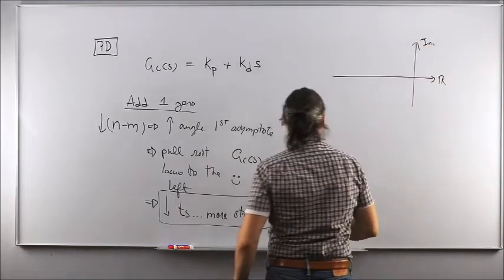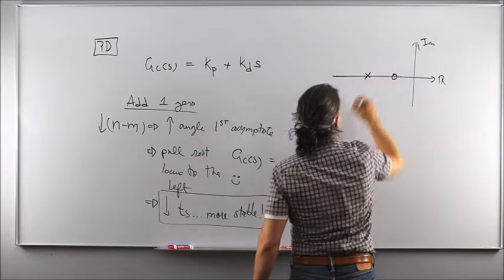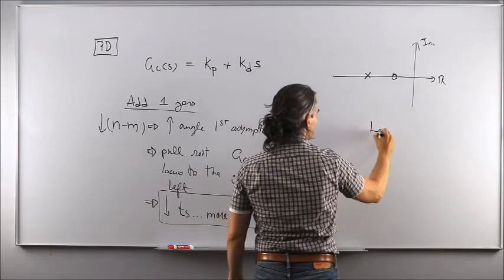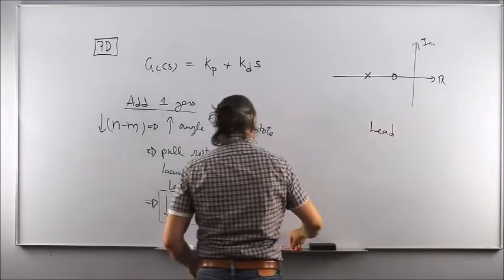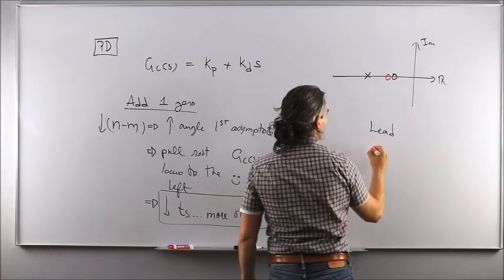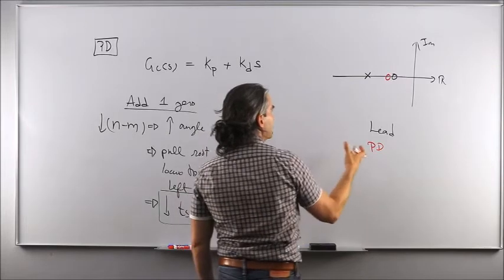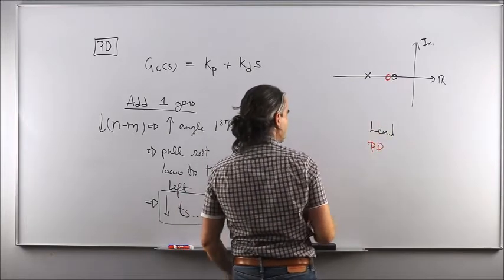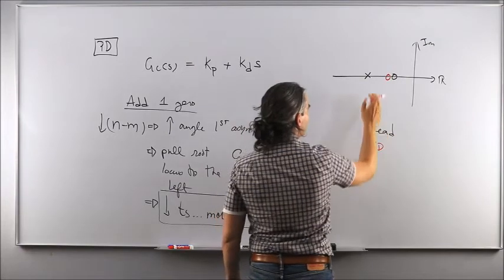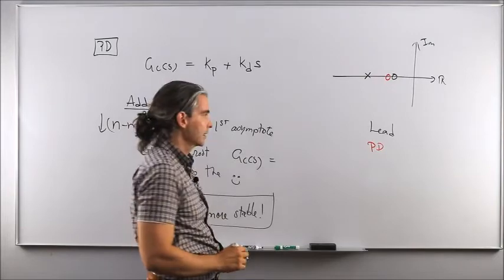a lead, defined by its 0 and pole here, this is lead in black, to a PD controller which only adds a 0, then you could say that a PD is a limit case of a lead whenever the pole of the lead is flown out all the way to minus infinity along the real axis, okay?